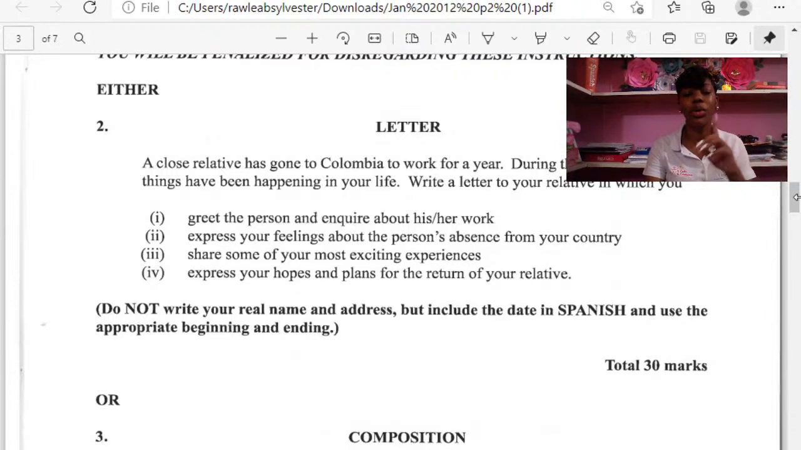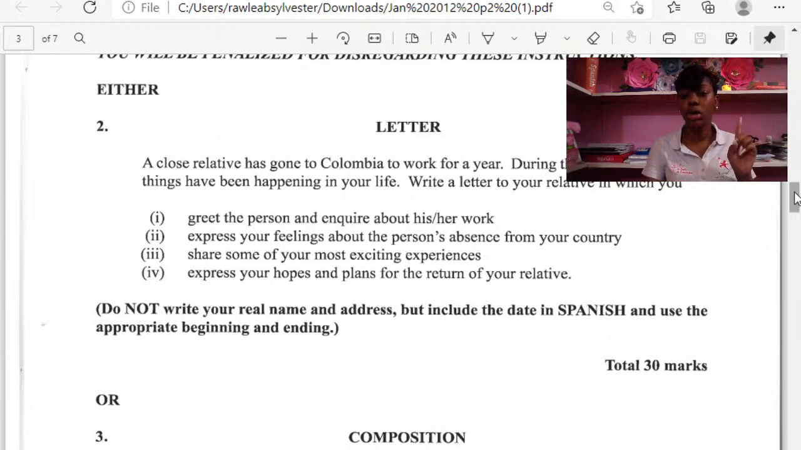So that is what we call a memory dump. If you have a problem with tenses, you write all your tenses down. As soon as you open the paper, you write down everything that you know. It makes it so much easier for you in the exam.